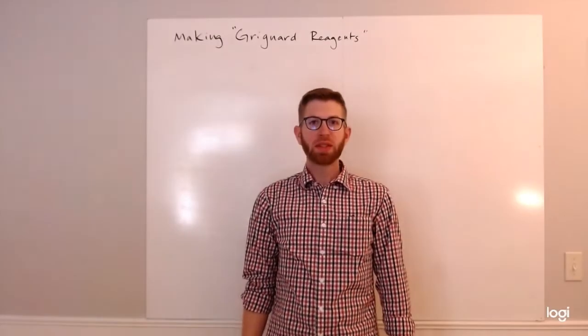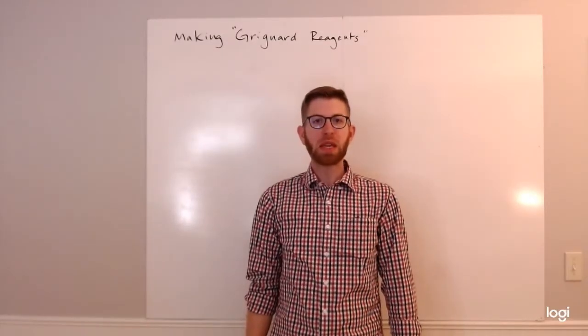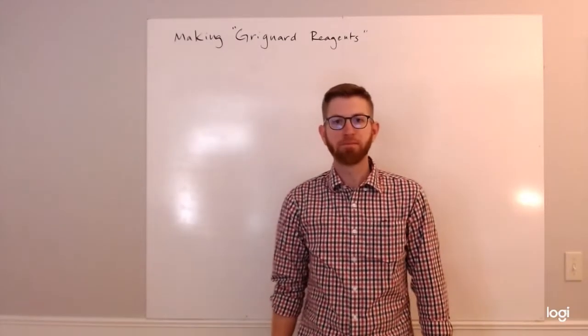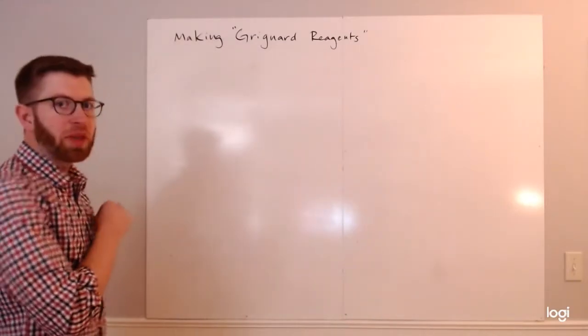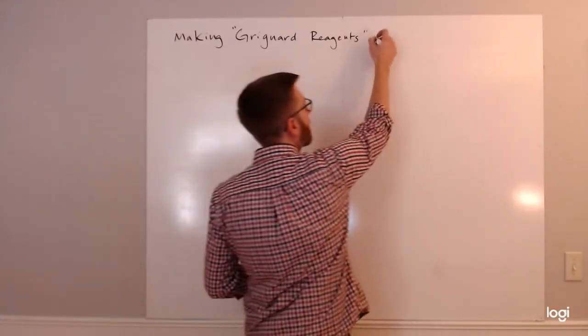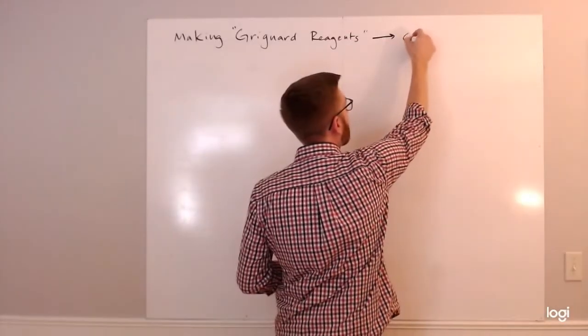Welcome to SLO6, video 3. We'll be discussing making and using Grignard reagents in the so-called Grignard reaction. So we'll get started by thinking about how we would make a Grignard reagent. These are compounds that contain a carbon-magnesium bond.